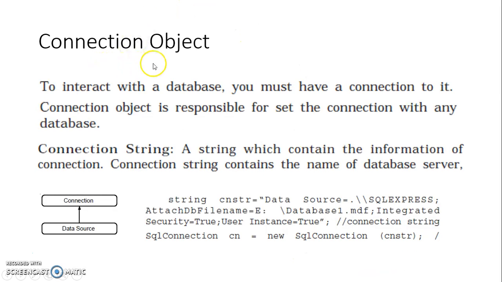A connection object is basically used to interact with the database. So you must have a connection object, which is responsible for the set of connectivity with the database. How does the connection object work? It requires a connection string, a string which contains information about the connection: where the username is, also a path, instances. That detail will be stored in the connection string. So we create a connection string and pass that into a SQL connection class. This is how it's going to work: data source and your connection.